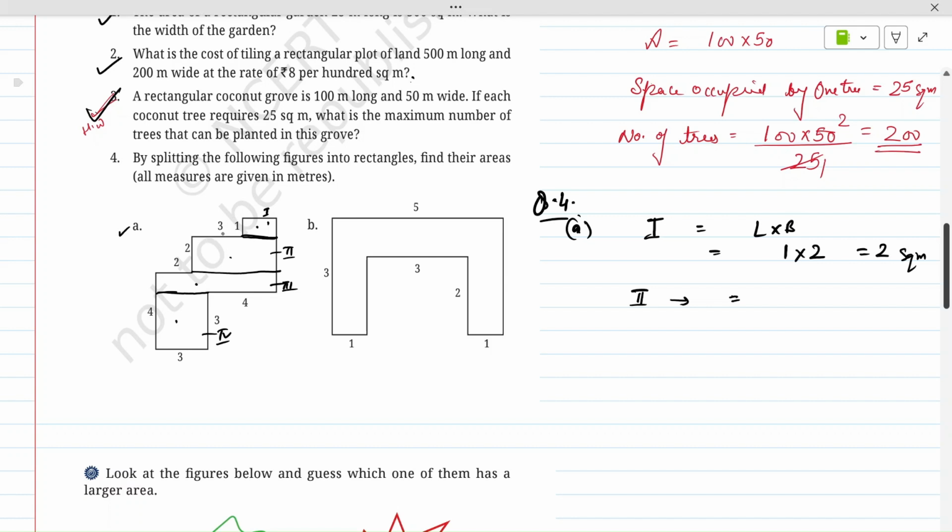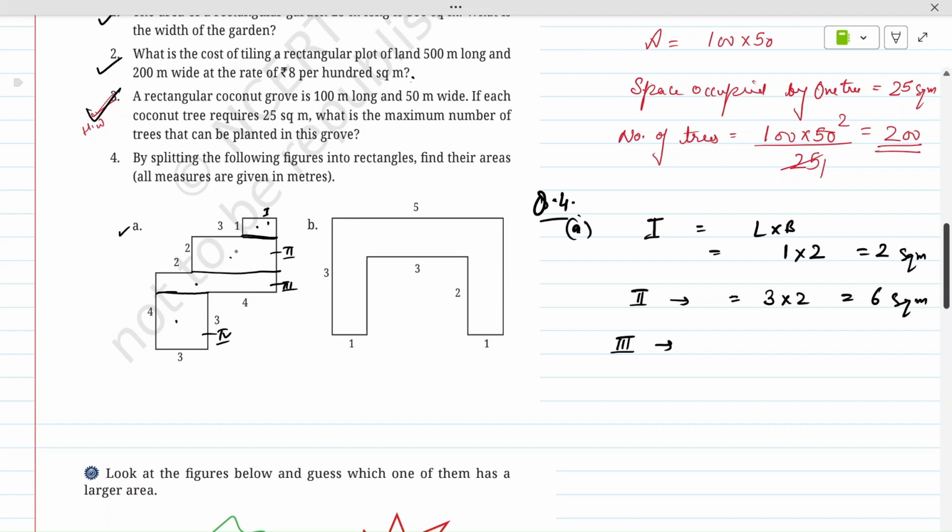This one which was given to us as 3 and this is 2. So length into breadth. I am writing 6 here, 6 square meter. Coming to the third rectangle, this complete is the third rectangle given to us.